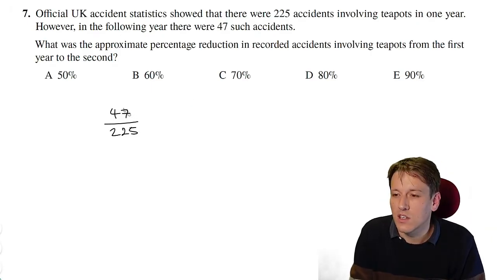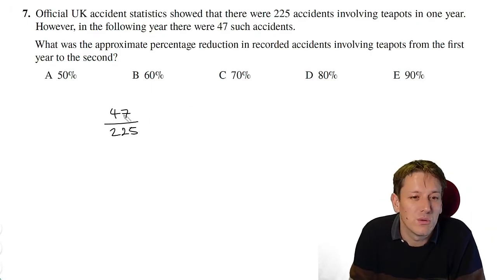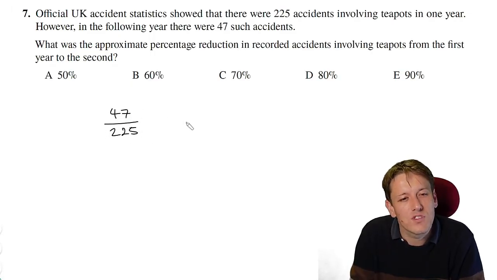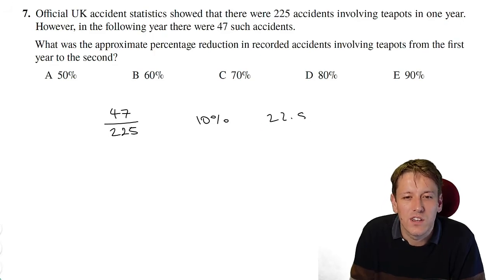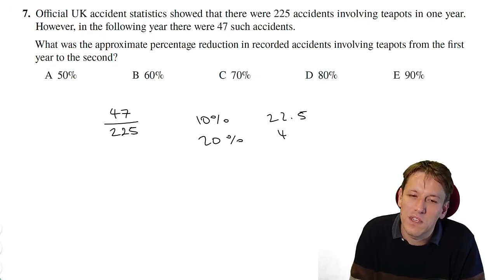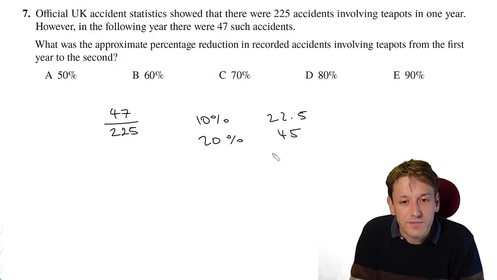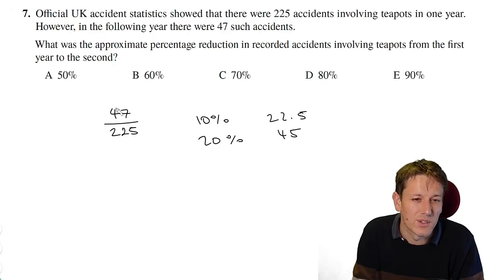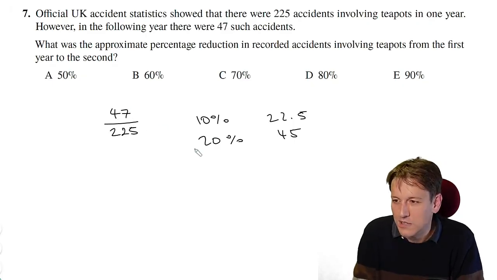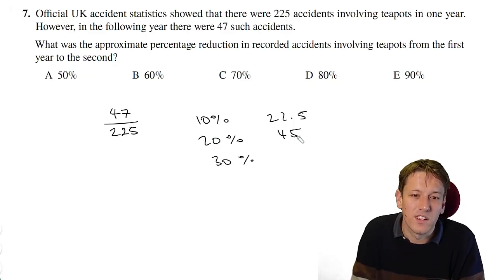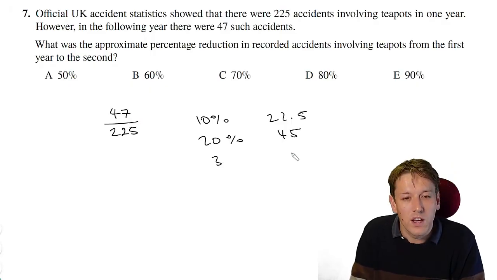We could just kind of round 47 to a close-ish whole number, or we could say, well, if I look at 225, I know 10% of 225 is 22.5, so 20% would be 45, and so actually this number is going to be closest to 20%. It's going to be closer to 20% than 30% surely, which is going to be 67.5. So it's a 20%. So it's 20% of the year before.